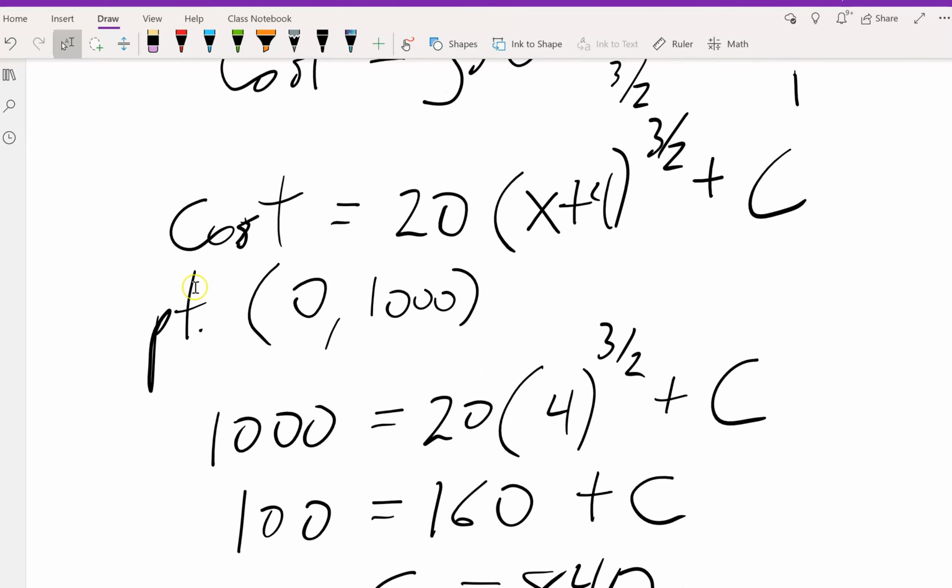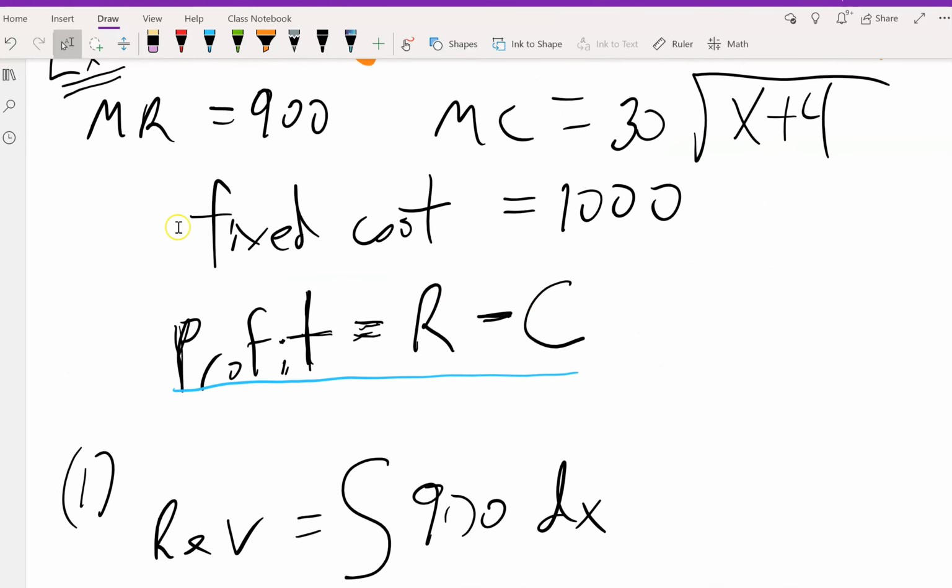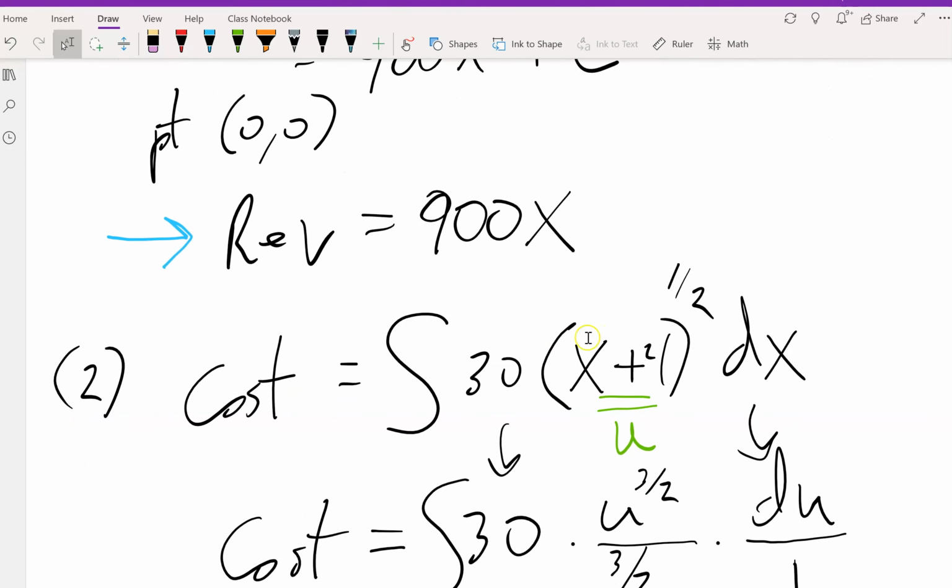All right, to find a constant, you need an initial point. How do you get the initial point? You got to read the question. In this case, it said the fixed cost was 1,000. Fixed cost is when x is 0. You have to just know that. That's just a concept from econ. Fixed cost is when units are 0. So 0, $1,000 is what that is. I still want to find profit, so we're almost done. It's revenue minus cost. Revenue is 900x.